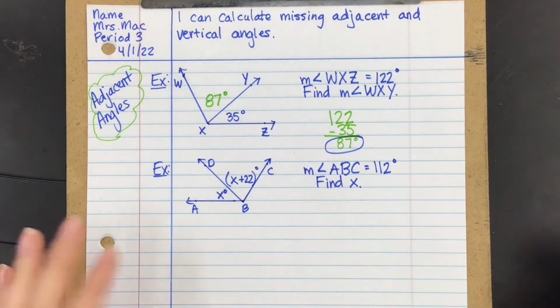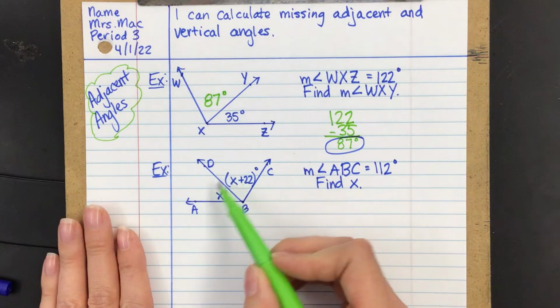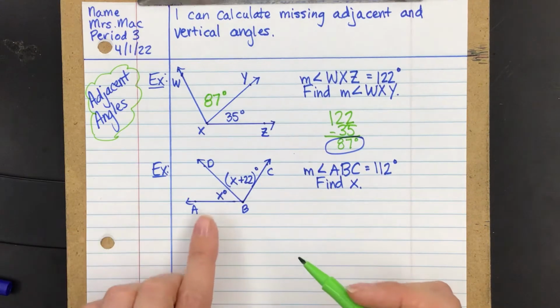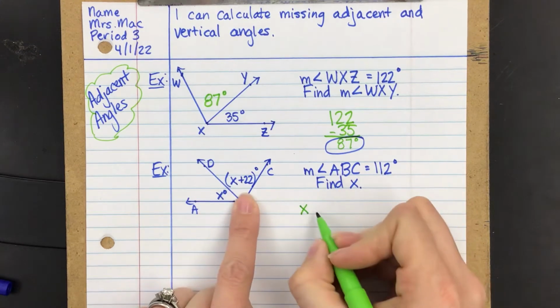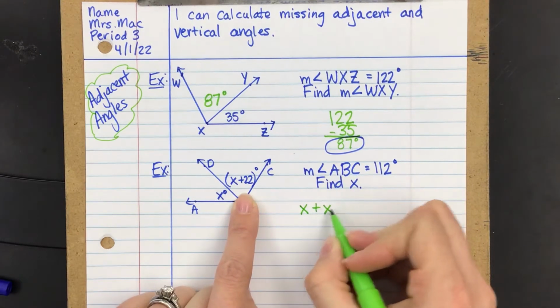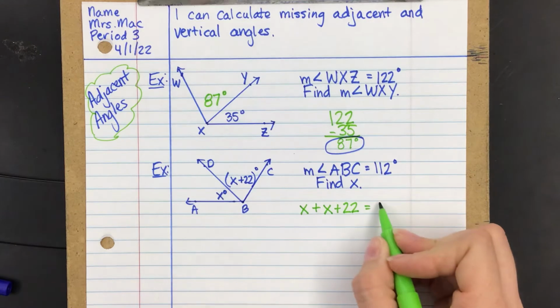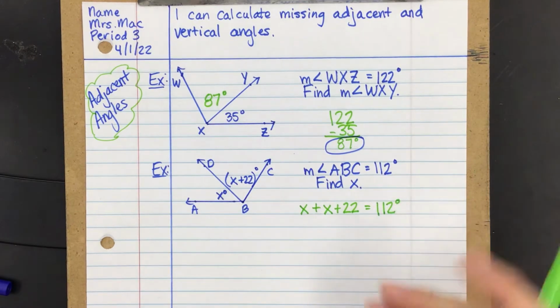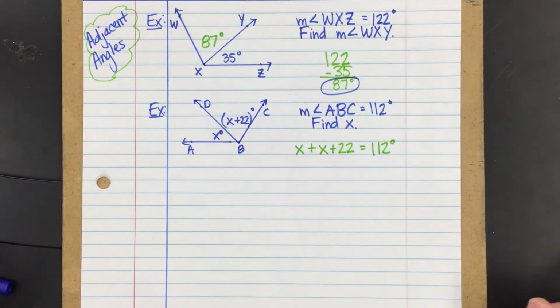Okay. So like I said, this whole thing is 112. So the measure of this angle plus the measure of this angle is going to equal 112. So we're going to write an equation for it. We're going to say this angle has a measure of x plus this angle, which has a measure of x plus 22, equals the whole thing, which is 112 degrees. Does everybody see how I got that? Okay. All right. So now all we have to do is simplify and solve for our variable. So go ahead and do that. I'll do it too.